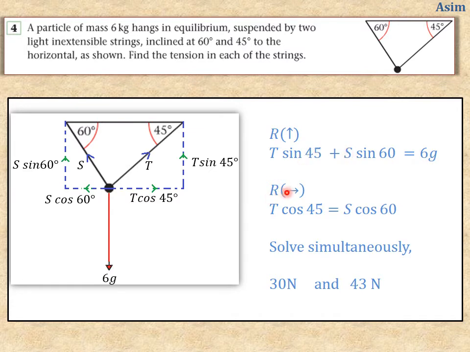Now if I resolve rightward force as positive, this is the rightward force and this is left, so rightward force equals this, or you can even write T cos 45 minus S cos 60 equals 0. Now there are two equations, simple mathematics, solve them simultaneously, you should get 30 Newton and 43 Newton. Let's take a new question.